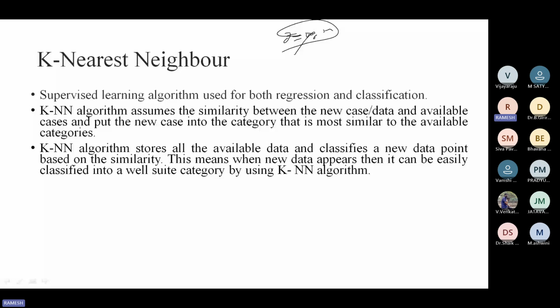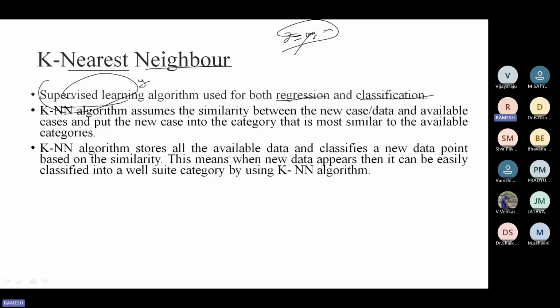Because it is a non-parametric method, there is no need to form any equation, but it can do both regression and classification. It comes under supervised learning because a target variable or labeled data is present. So it can do both regression and classification problems.